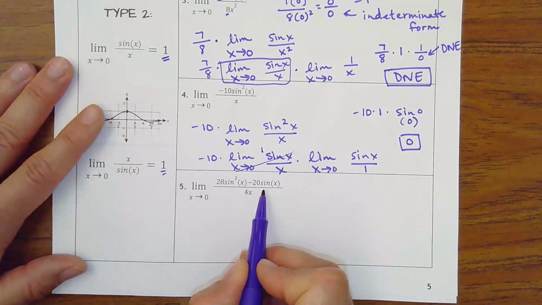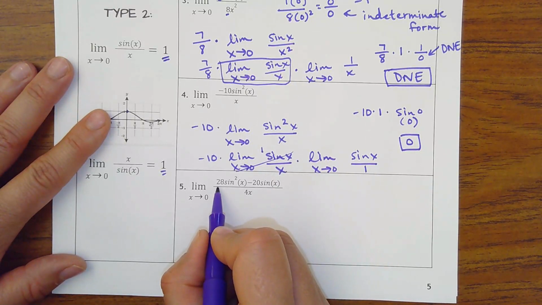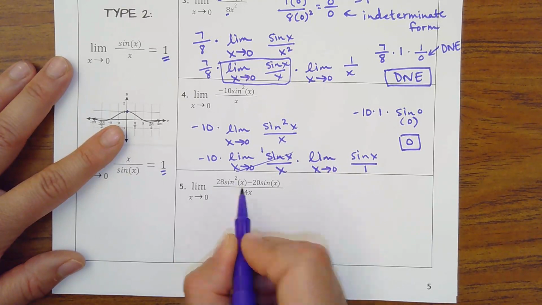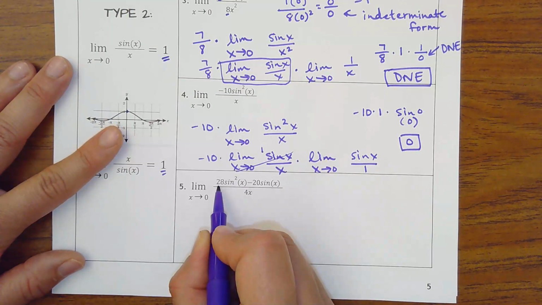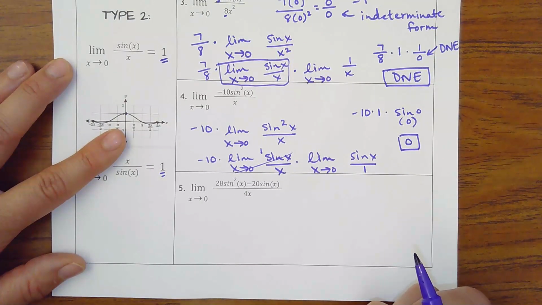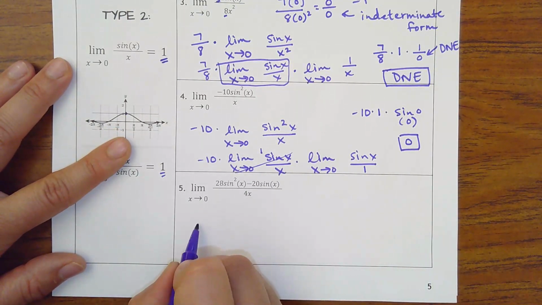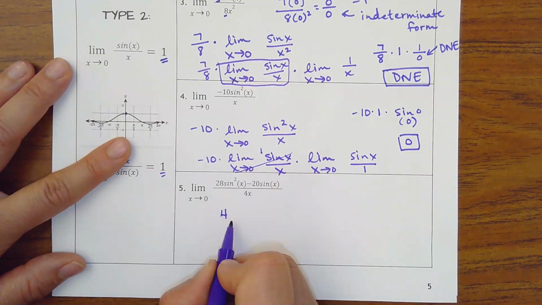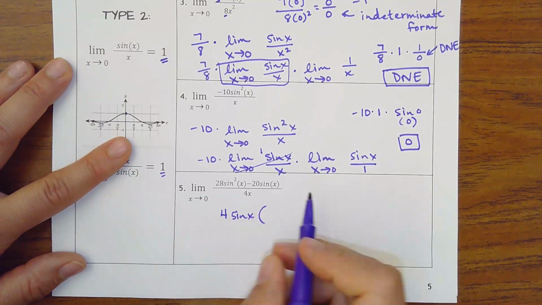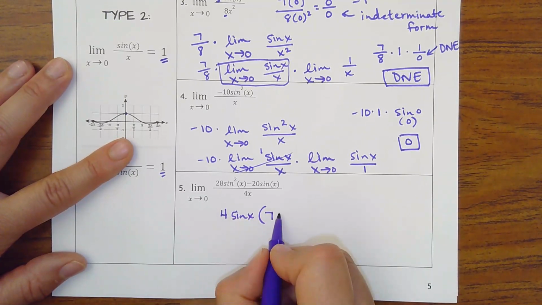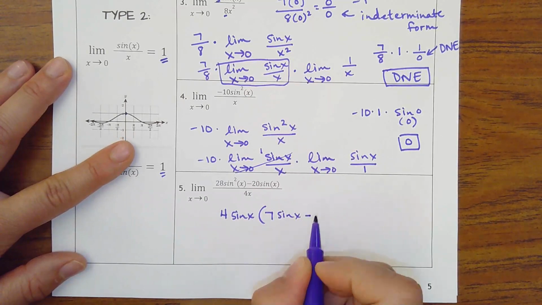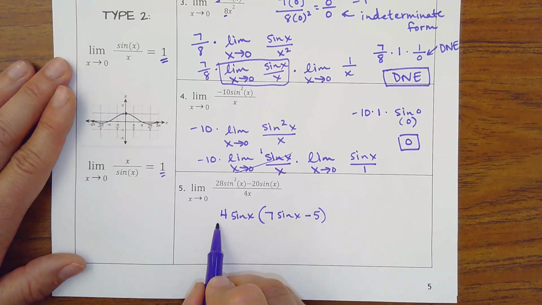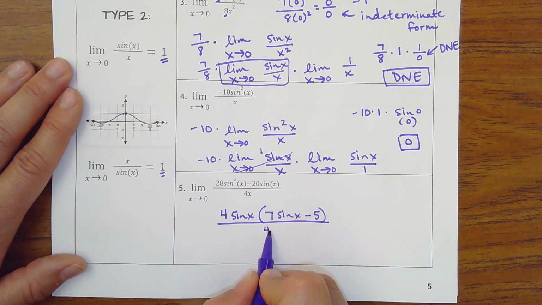This looks totally different than what I'm trying to get, but I do see that I can factor something out. So this is a 28 sine squared of x. That's a sine times a sine minus 20 sine of x. 28 and 20 can have a 4 factored out. So let's go and do that. I'm not going to write the limit yet. Take out the 4. I can also take out a sine from each term. And then that would be 4 times 7 makes 28 times sine of x minus, I just need a 5. Because negative 5 times 4 makes 20 sine of x over 4x.